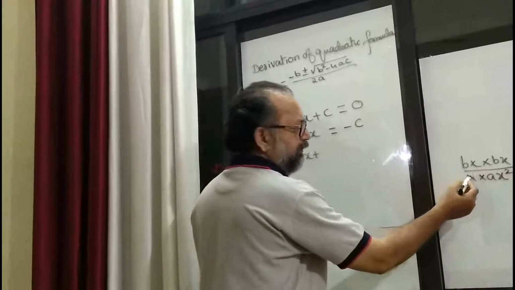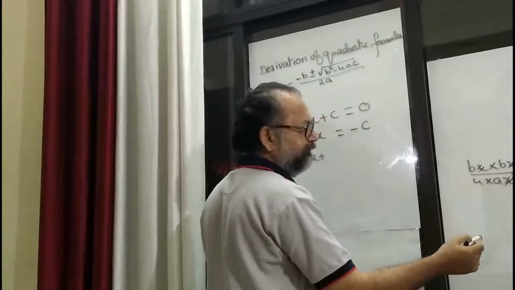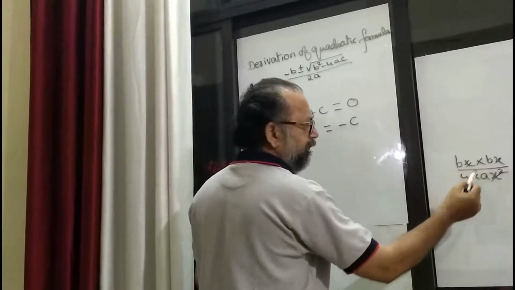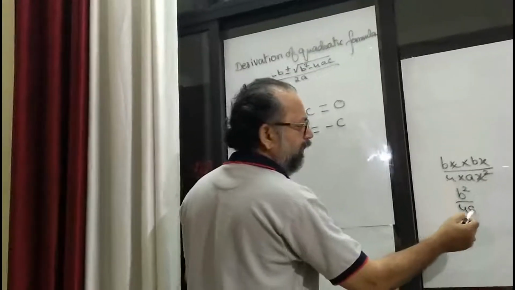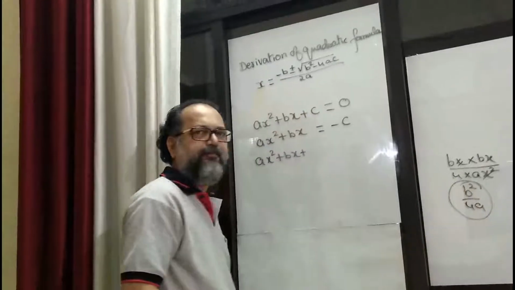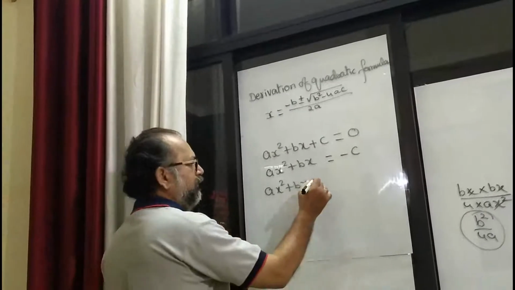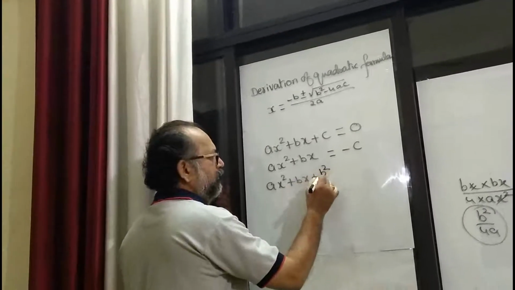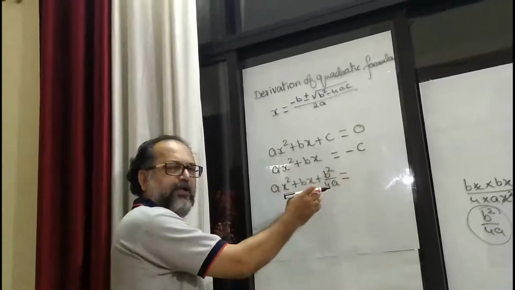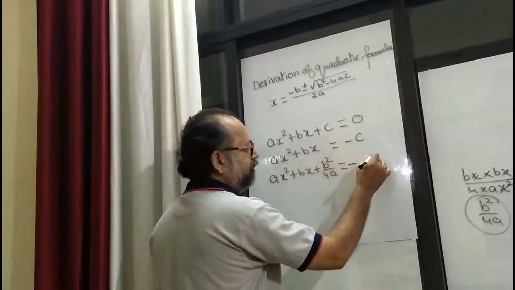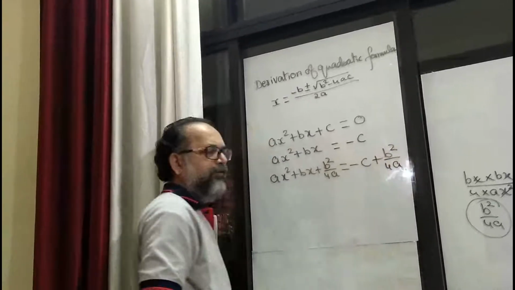And so what we get here is x cancels with x square here and b with b square, and down 4 with a, 4a, b square upon 4a. So this b square upon 4a we have to add here. Now this is an equation, so we have two sides. Whatever you add on the left, you must add on the right. So I am adding b square upon 4a on both the sides.